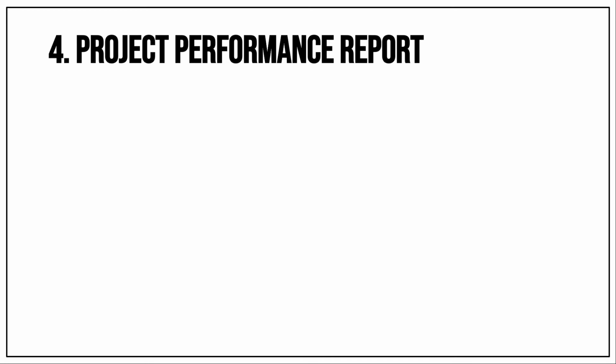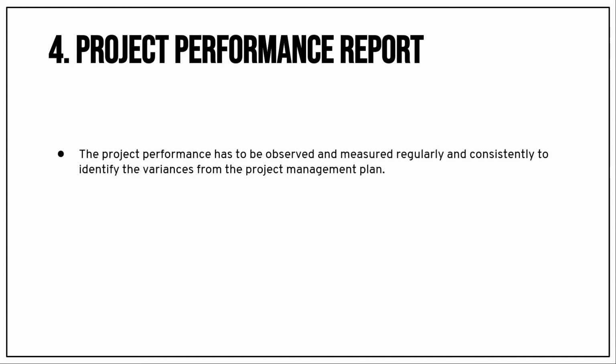So now we will go to the fourth type of the project report. That is, we call it a project performance report. So what is the performance? The project performance has to be observed and measured regularly and consistently to identify the variances from the project management plan. For example, when we create a project, we will have the milestones. So against the milestones, how we are progressing, that is one kind of project performance report.